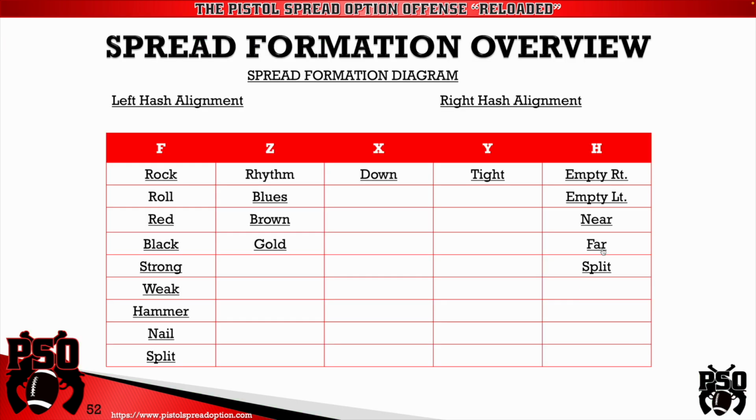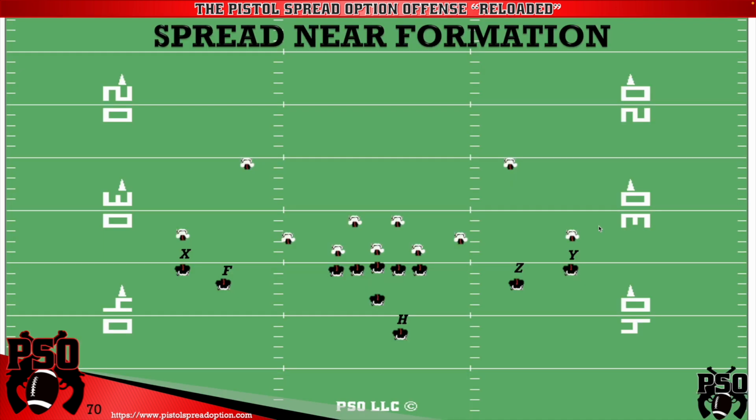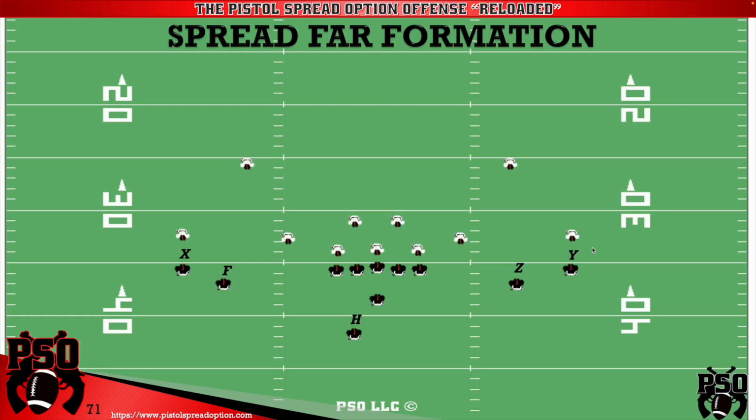And then finally we have near and far. Near is to the right, far is to your left. Near lines him up behind the guard to the right, and far would line him up behind the guard to the left. So that is our basic spread formation.